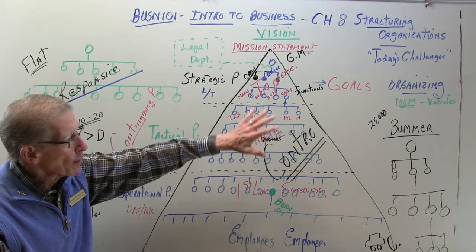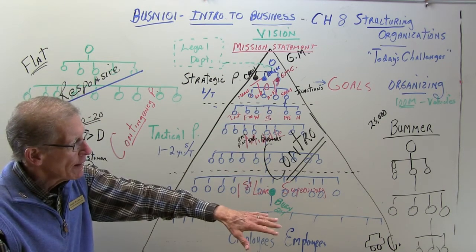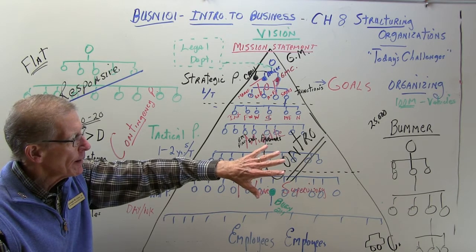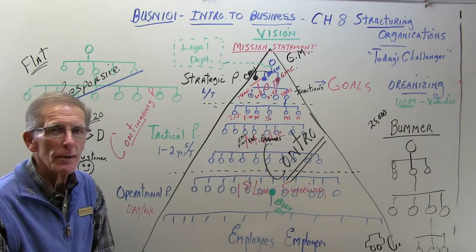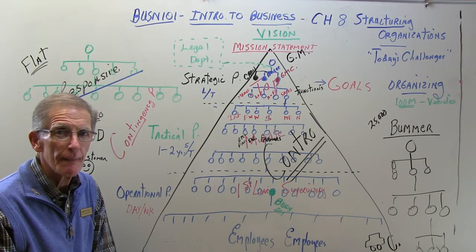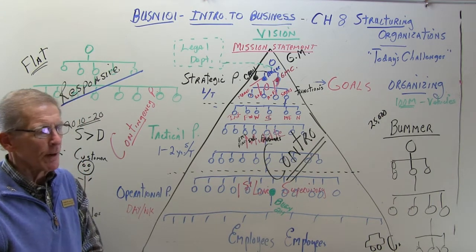Now, when the Bummer project is over and the Bummers are delivered, then these people go back to their regular job and this goes away. Does that make sense? That's a matrix. All right.